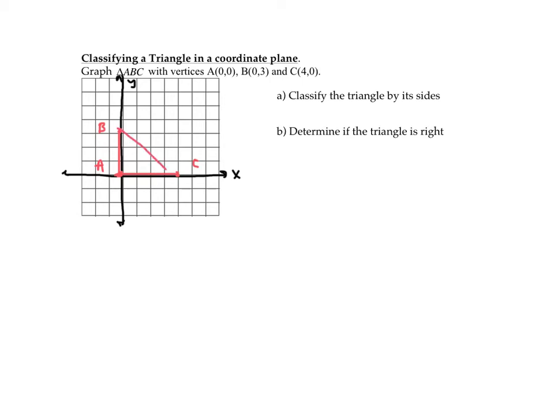So connect those vertices to make a triangle, and it says classify the triangle by its sides. This side length is 3, the side length is 4. And if you're familiar with the Pythagorean theorem, a squared plus b squared equals c squared, you can solve the hypotenuse, which would be 5. So since none of the sides are congruent to each other, we would say that this triangle, classified by its sides, is scalene. And the second question, part B, determine if the triangle is right. It is, because we can see that the y-axis and the x-axis are perpendicular to each other, and that's how two of our sides in our triangle are formed.